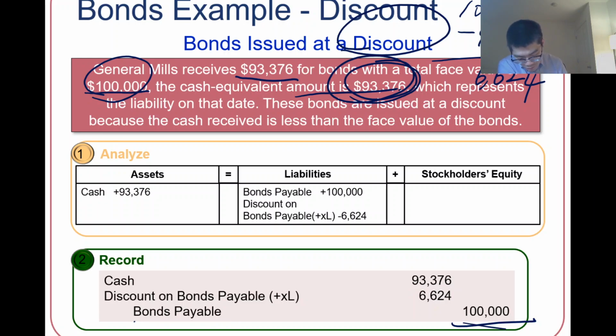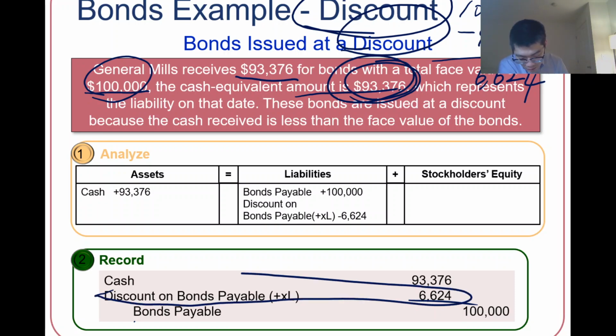So when we issue bonds at premium, we have something on the credit side called premium on bonds payable, right? But when we issue bonds at discount, we have something in the journal entry on the debit side called discount on bonds payable to fill out the difference between the cash received and the face value. Again, discount on bonds payable eventually will be amortized over the life of the bonds.